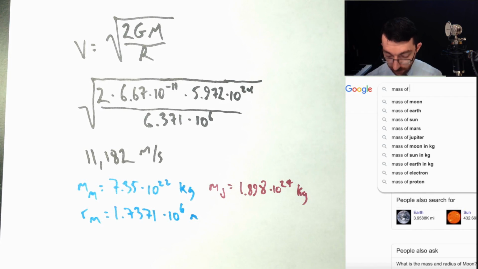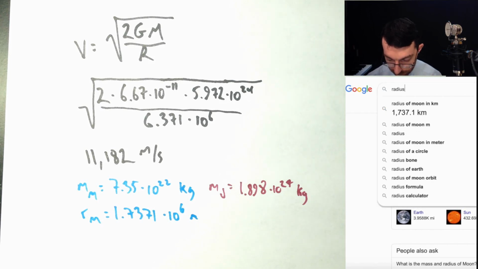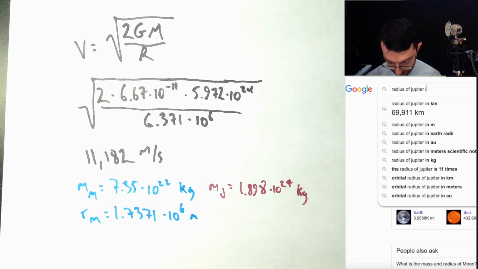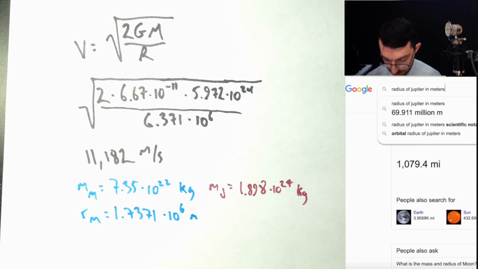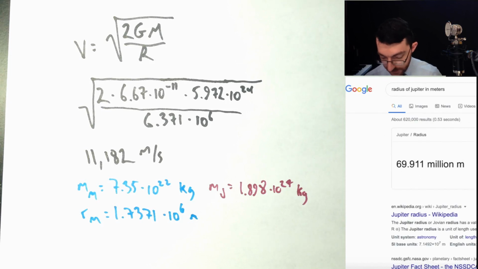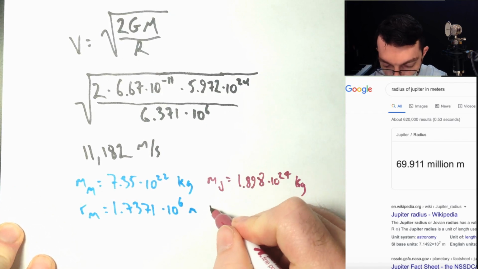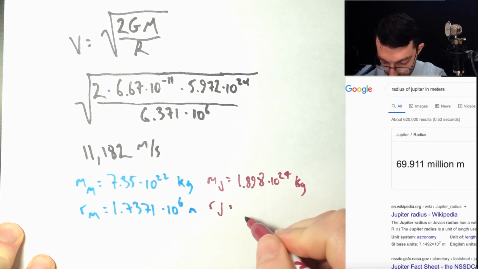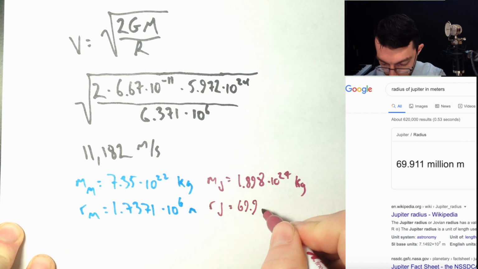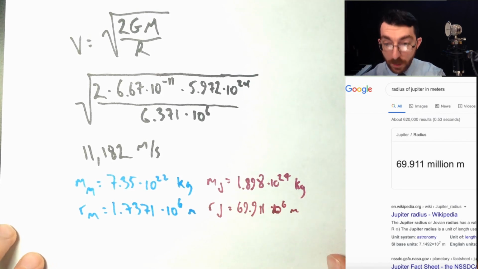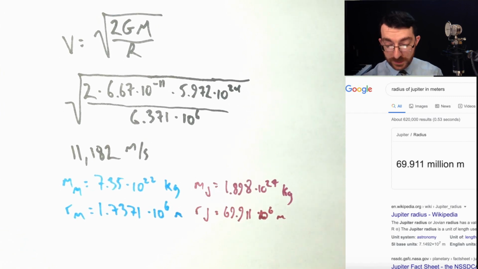Okay, and how about the radius of Jupiter in meters? 69.911 million. Wow. Okay, so radius of Jupiter equals 69.911 million. Oh, sorry. Times 10 to the 6th meters. There we go. Okay, so between those two, that's an exercise.